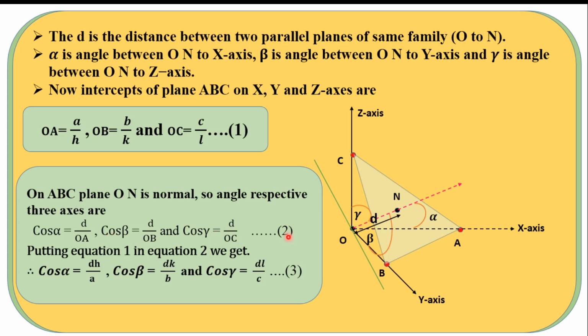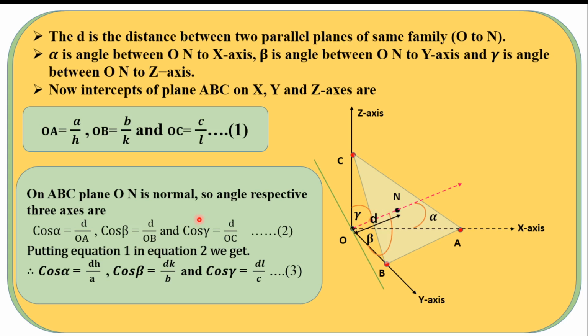Similarly, cos beta is the adjacent side, ON, which is the D distance, over the hypotenuse OB. So D divided by OB. And cos gamma is the adjacent side ON divided by OC.